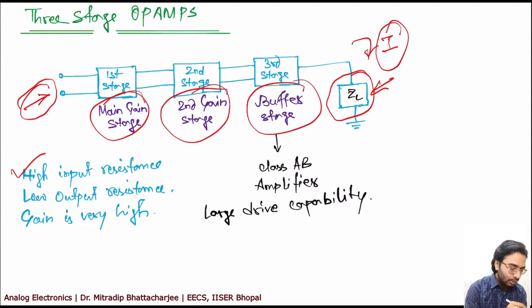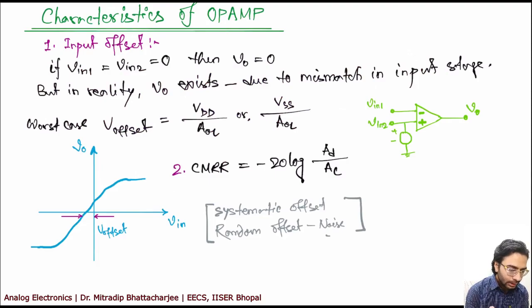For OPAMP, low output resistance. For OPAMP, and gain is generally very high. We already have seen it is A1 into A2. So the gain can be of the order of say 10 to the power 4, 10 to the power 5, and in best case it may go even higher. Okay. Now let us see different characteristics of OPAMP.